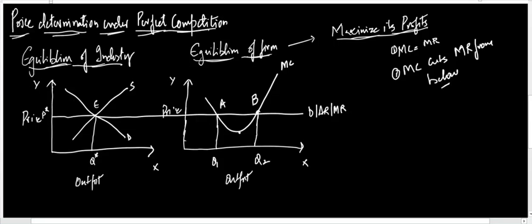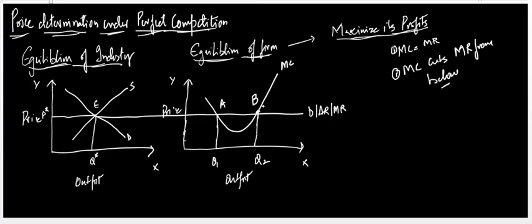And if we talk about this point B here, the MC is equal to the MR, which means the firms are able to cover their costs up to the point B. So the equilibrium point of a firm is going to be the point B, where both the conditions are met: where the MC is equal to the MR and also the MC cuts MR from below. So the firm is in equilibrium when the MC is equal to the MR and MC cuts MR from below.